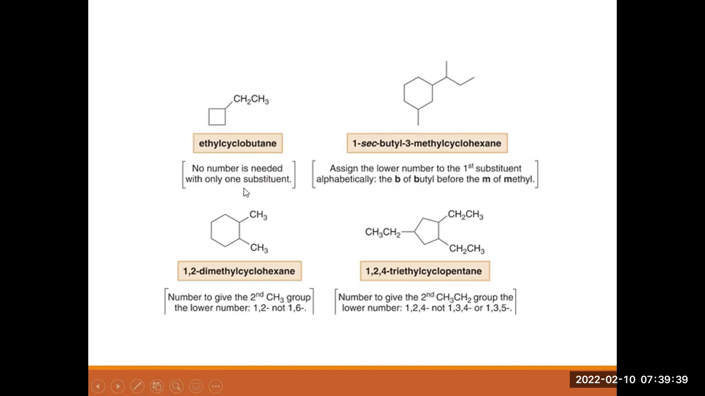No number is needed with only one substituent, so just straight out, this is an ethylcyclobutane. Assign the lower number to the first substituent alphabetically, the B of butyl before the M of methyl. So that's 1-cyclobutyl-3-methylcyclohexane. Number to give the second CH3 group the lower number, 1,2, not 1,6. And this is number to give the second CH2 group the lower number.